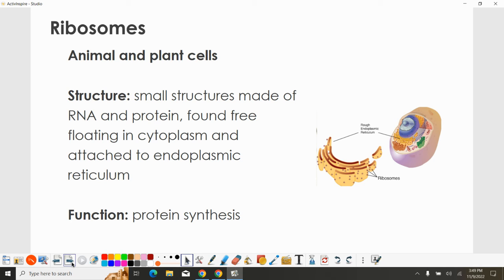Ribosomes are in all cells, including prokaryotes. These are the protein factories. And since most cells' job is to make proteins, you find them in all the cells. They're small structures made out of RNA and protein. You will find some of them free floating in the cell. You can see some of the little specks over here on the right-hand side of this illustration. Those are ribosomes, but they are also connected to this structure called the endoplasmic reticulum. And again, they're little protein factories. They are the protein-making machines.